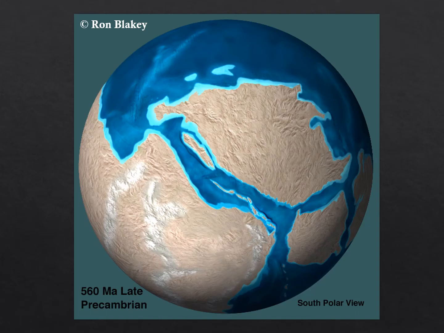This slide shows what the world looked like during the Precambrian and through much of the early Paleozoic. North America is in the center of this globe. So this is what the Earth's surface looked like.